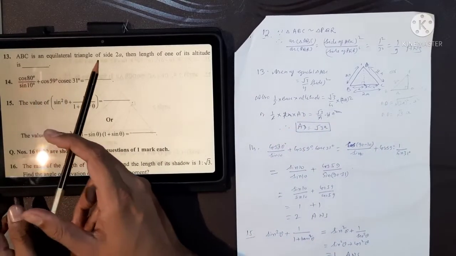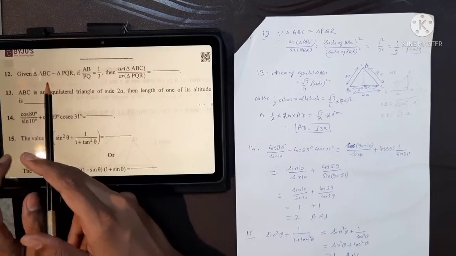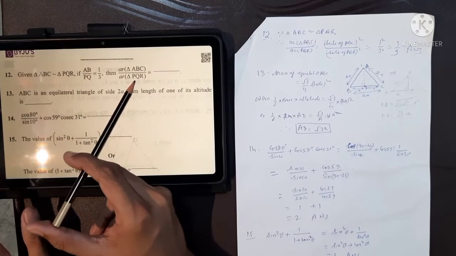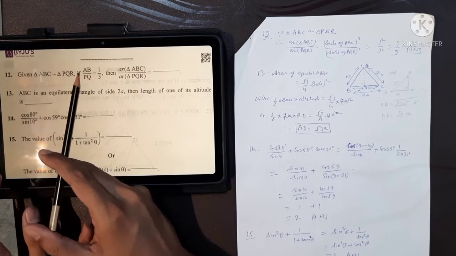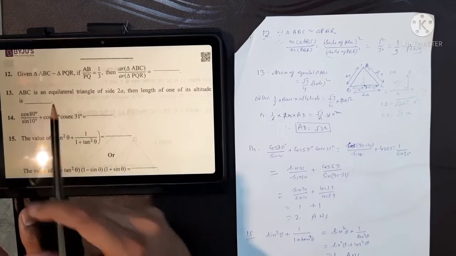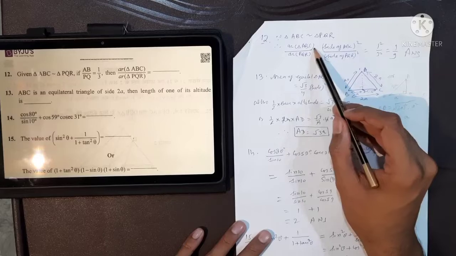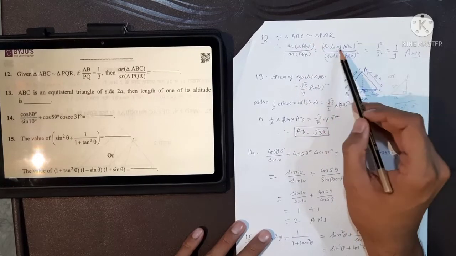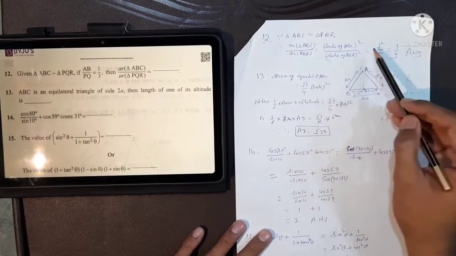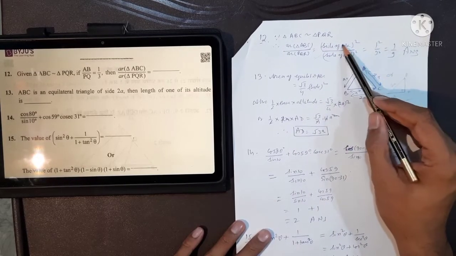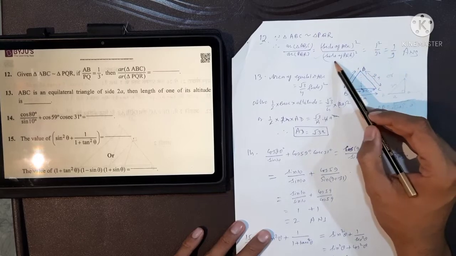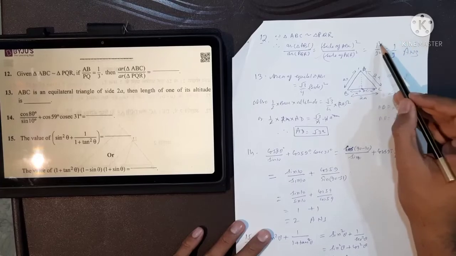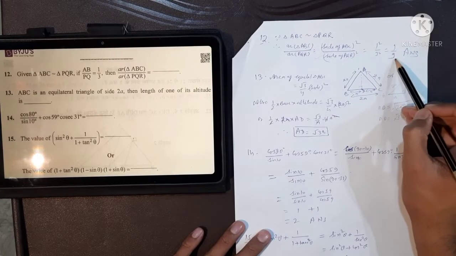The question is given, we have to find the ratio of area of ABC and PQR, and sides are given in ratio 1 is to 3. So we know the formula that area of one triangle upon area of second triangle for similar triangles is given by this. So we already know side ABC upon side of PQR is 1 by 3, and we will square these, so we will get the answer as 1 by 9.